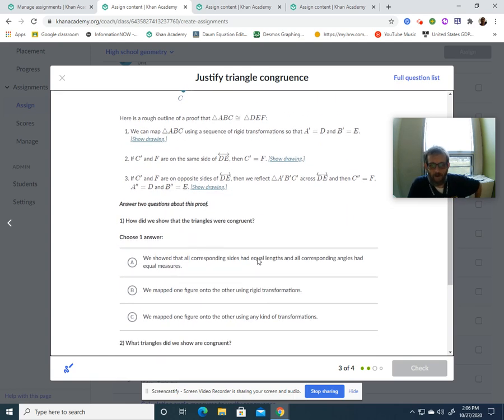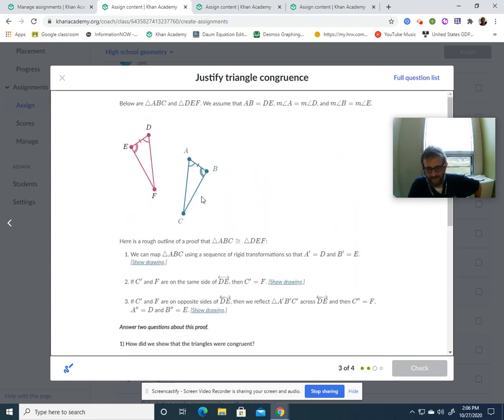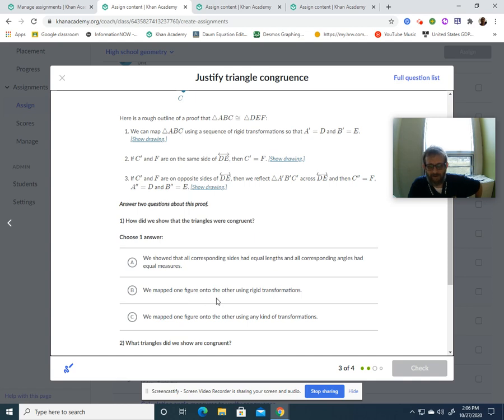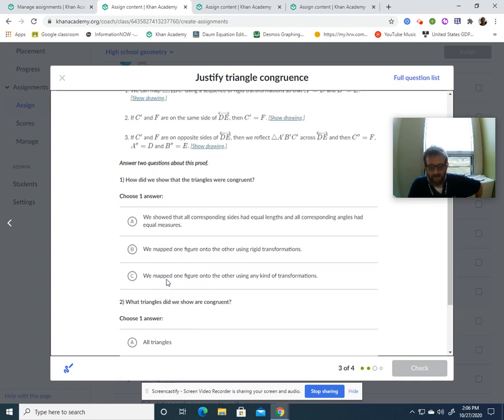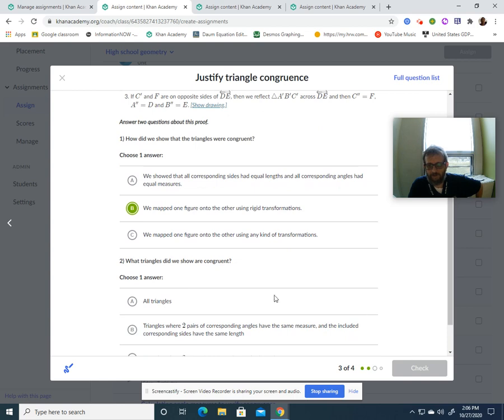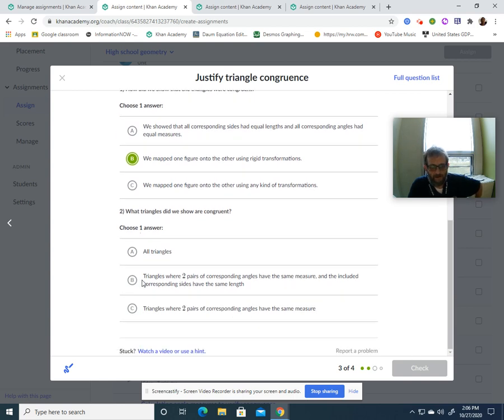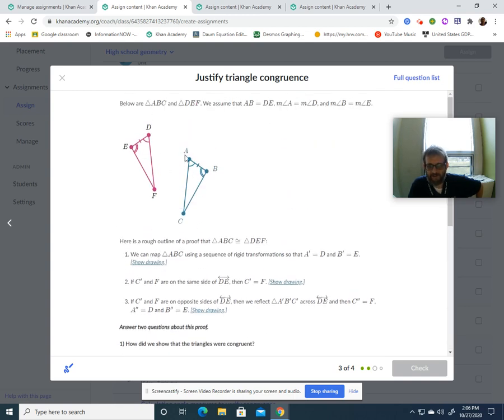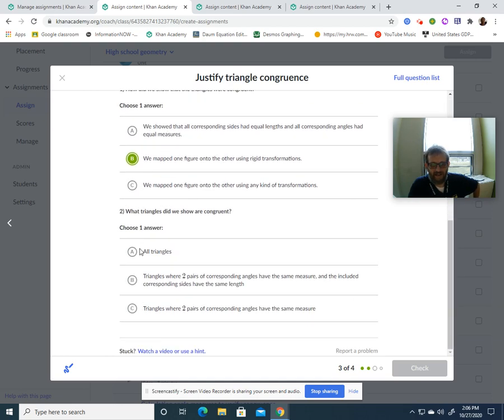Well, did we show all corresponding sides have equal lengths and all corresponding angles have equal measures? That's not how they really did that here. We mapped one figure onto the other using rigid transformations. Well, we need rigid transformations, so we mapped one onto the other using rigid transformations. What did we show were congruent? Triangles with two pairs of corresponding angles that have the same measure and included corresponding sides that have the same length. Well, we had two corresponding angles and an included side. That's that angle, side, angle thing.